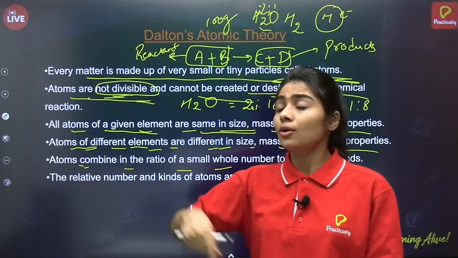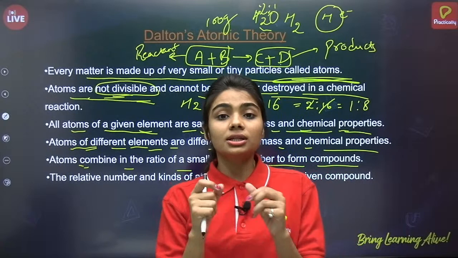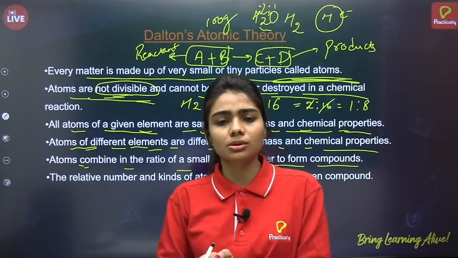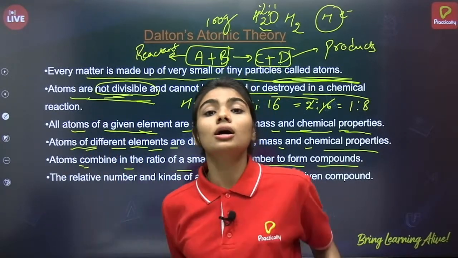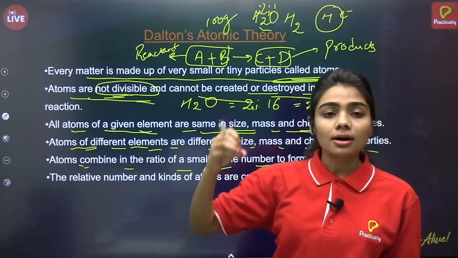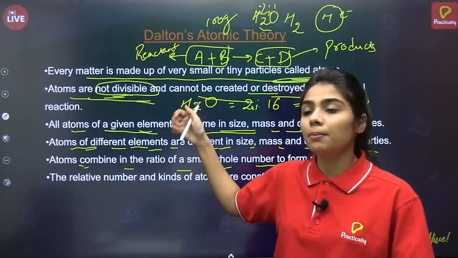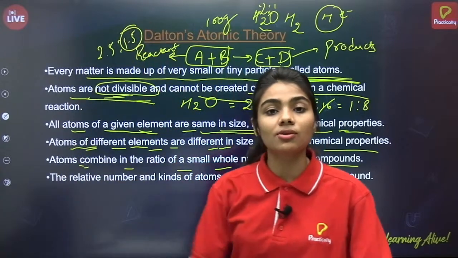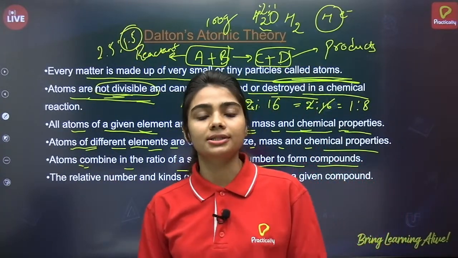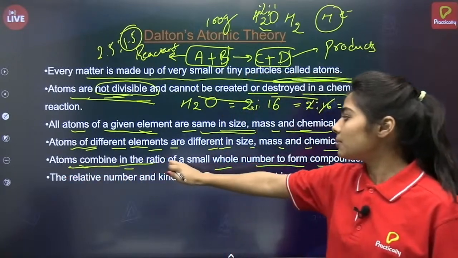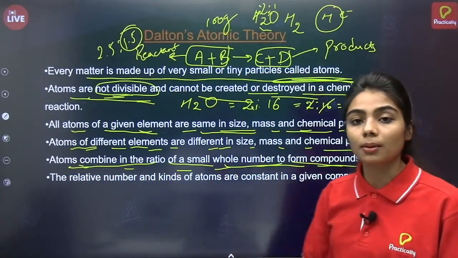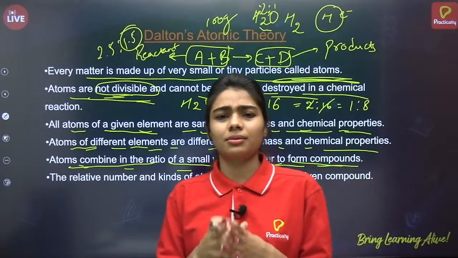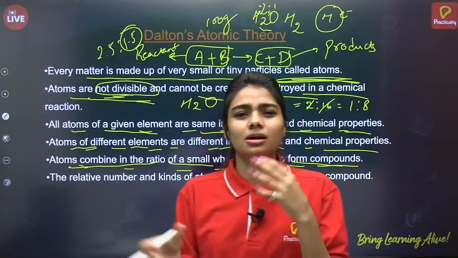Now after combining, we get the ratio of 2:1. So this is the whole number. Whole numbers are those which start from 0: 0, 1, 2, 3, 4 and so on. So these are combining in the simplest ratio. That means they won't combine like 2.5 is to 1.5, not in decimal form, only in the smallest whole numbers. So they want to say this: atoms combine in the ratio of small whole numbers to form a compound. They won't be in the form of decimals or any rational numbers.